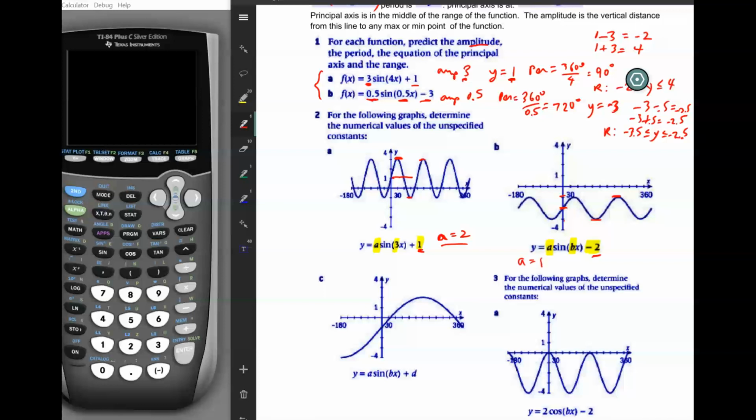What about B? B we find from the period, remember? So B is equal to, now what they gave us is the opposite, right?